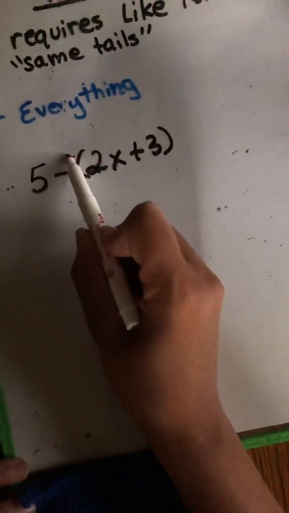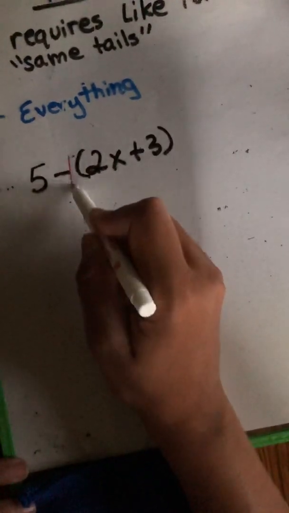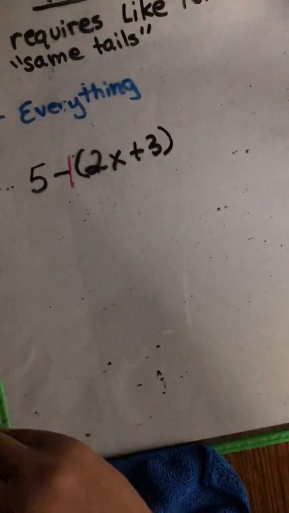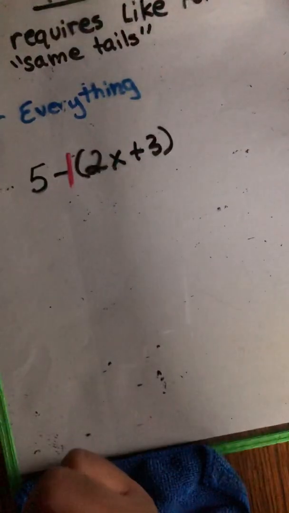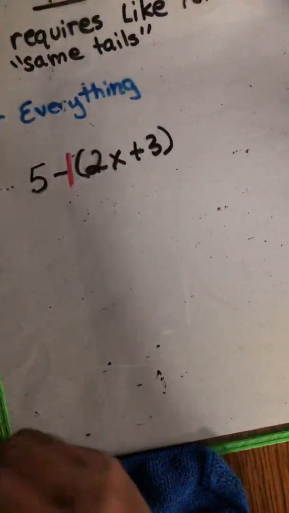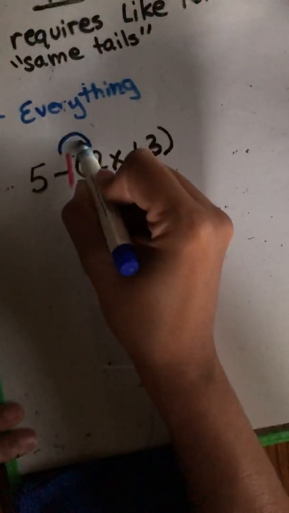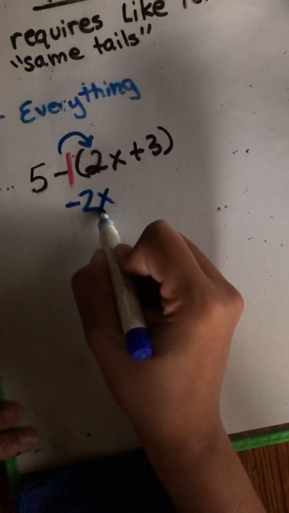Usually 0 is a friendly placeholder, but we can't put a 0 here because the times 0 is going to mess up my problem. Anything times 0 is nothing. We don't want to do that. We don't want to cancel out the whole problem. So I'm actually going to put a times negative 1 out front. When I do that, I'm able to distribute. A negative 1 times a 2x is a negative 2x.